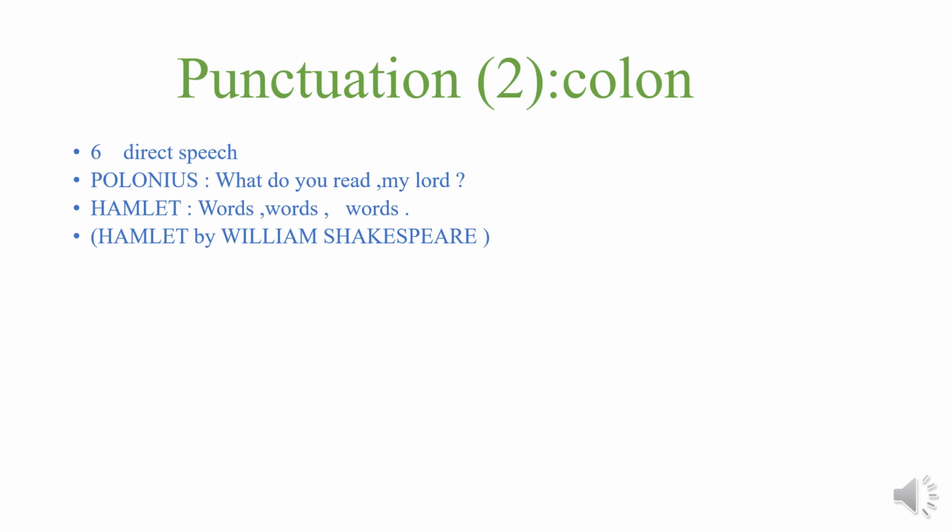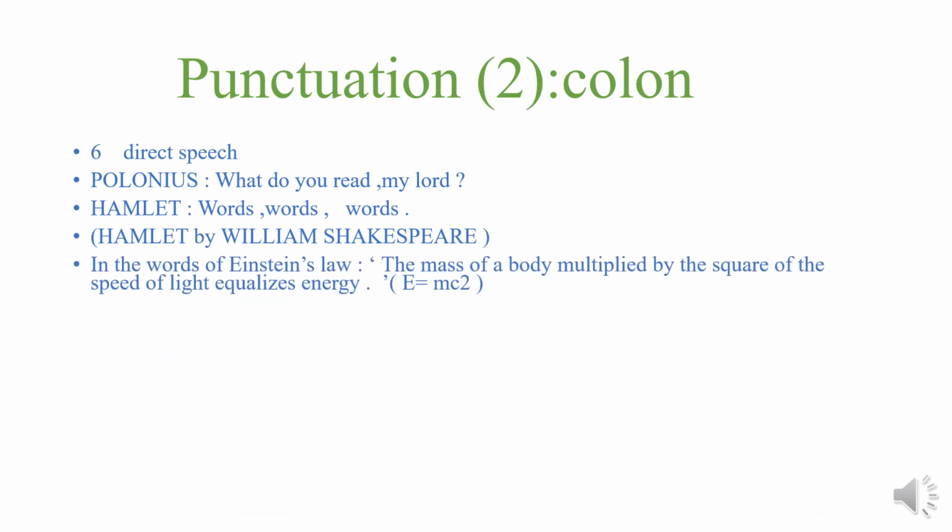You can see the example. Hamlet is a great tragedy by William Shakespeare. Here Polonius is a character and Hamlet is the central character. Polonius: What do you read, my lord? Hamlet: Words, words, words. So Polonius is saying direct speech and Hamlet is also saying direct speech. So in giving any direct speech, we should use a colon sign.